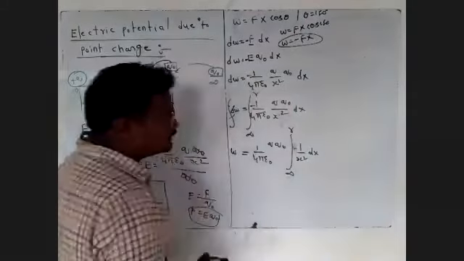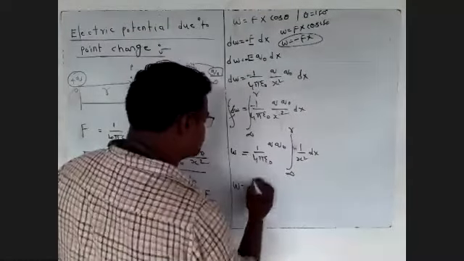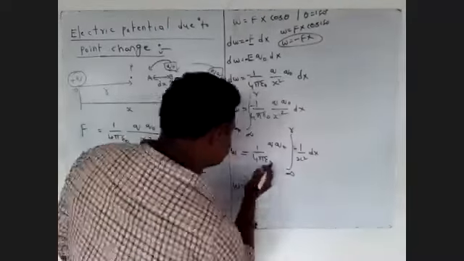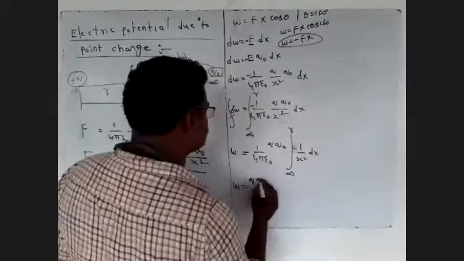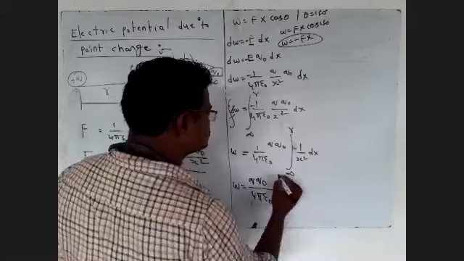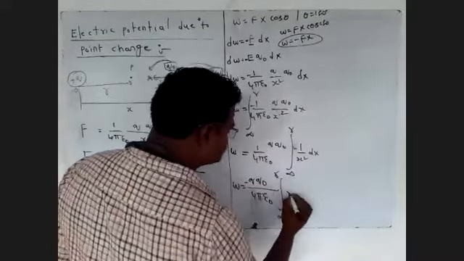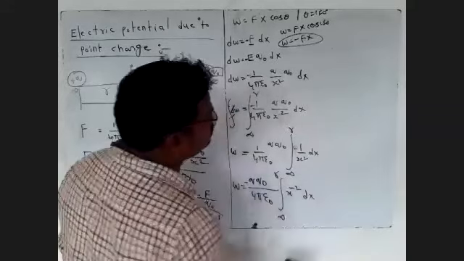Next, this is x. We are going to write: this is Q naught by 4 pi epsilon naught, integration from infinity, with the minus taken outside, and 1 by x square, that is minus dx.